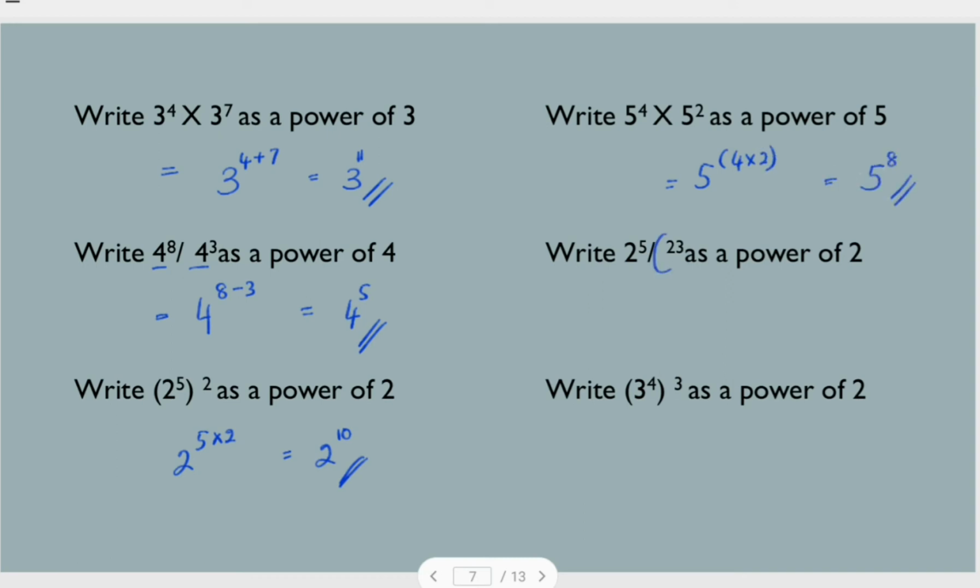And here there's a small typo. It has to be 2 to the power 3. 2 to the power 5 divided by 2 to the power 3. So you can apply the subtraction rule and 2 to the power 2 would be your answer. And finally 3 to the power 4 into 3. 3 to the power 12 would be the answer.